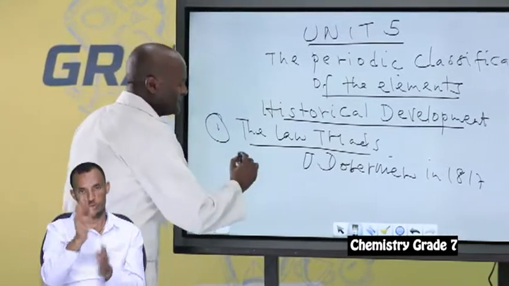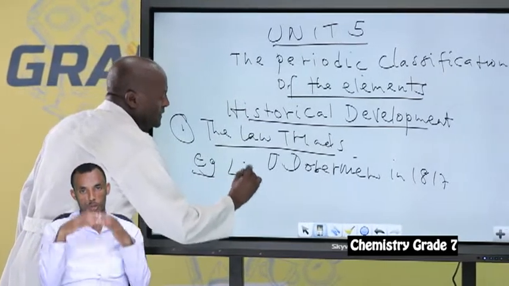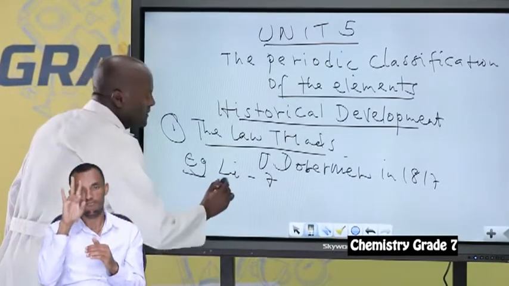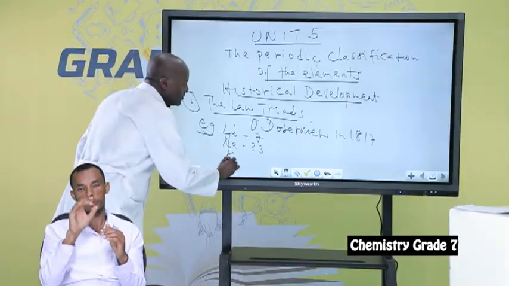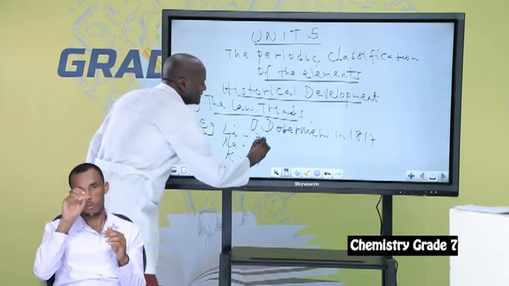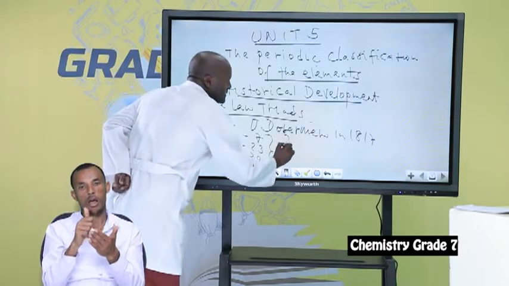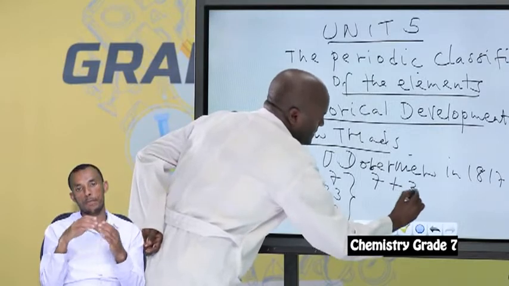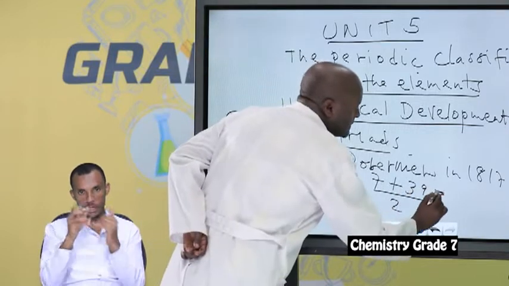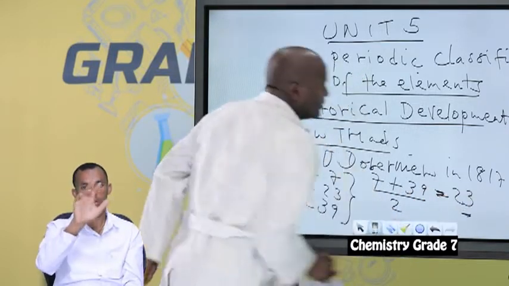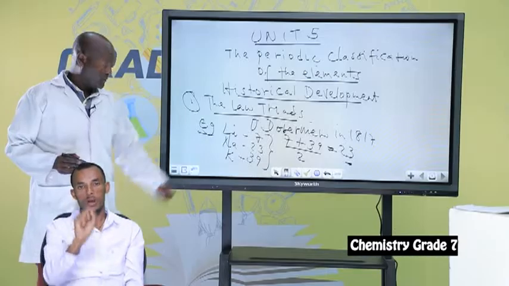For example, the atomic mass of lithium is 7, the atomic mass of sodium is 23, and the atomic mass of potassium is 39. Therefore, the average atomic mass is (7 + 39) divided by 2. So the result is 23, which is the mass number of sodium.